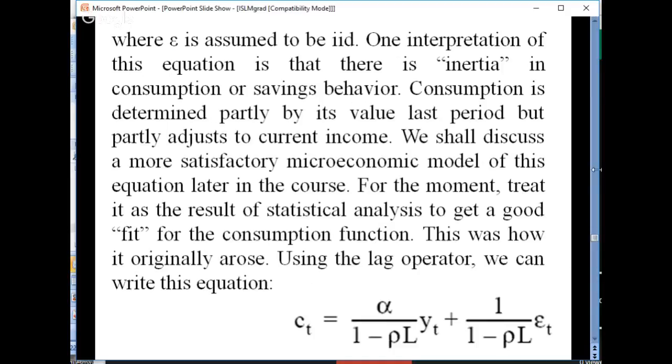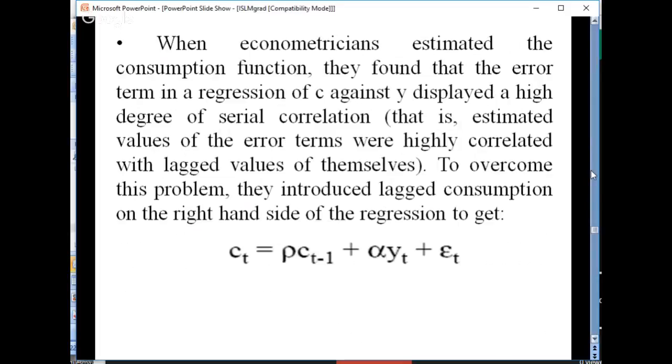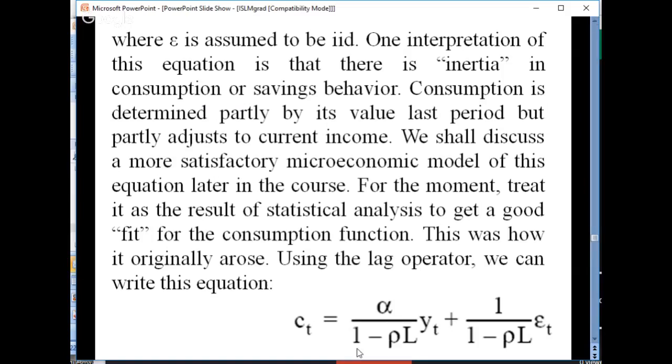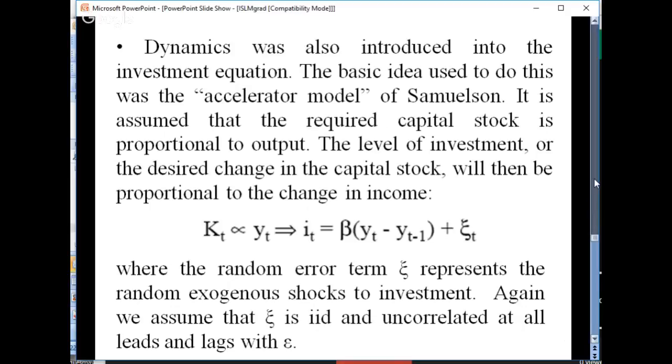So taking that function and using the lag operator, I get the following. C_t is equal to alpha over 1 minus rho L, Y_t, plus 1 over 1 minus rho L, epsilon_t. So we get rid of all the lagged consumption and get an AR model.